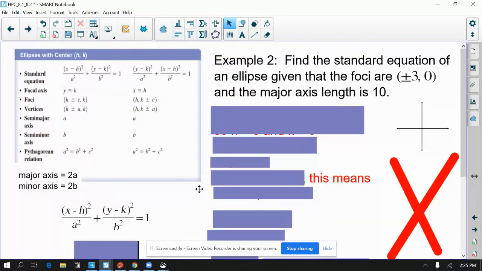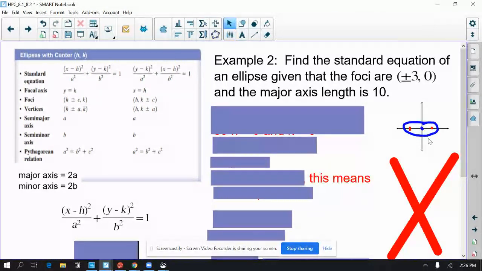All right, example 2. Find the standard equation of an ellipse given these foci, and the major axis length is 10. Okay, so let's think this through. The foci are plus or minus 3, 0. That's two ordered pairs. So one focus is right here at 3, 0. The other focus is right here at -3, 0. So that means the center is again at the origin. The center has to be at the origin, and my ellipse looks something like this.